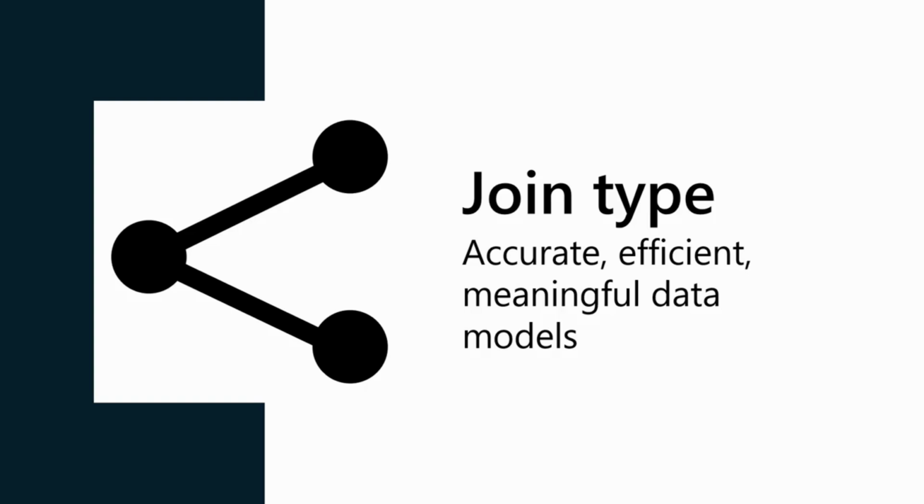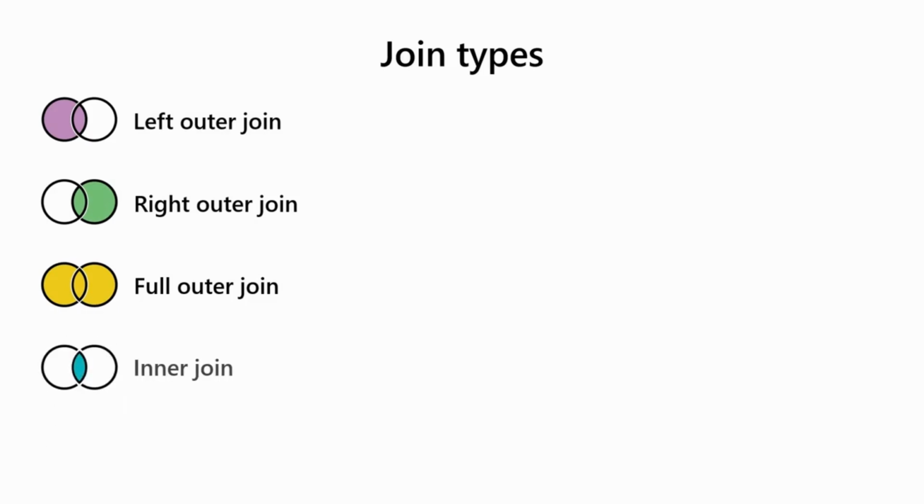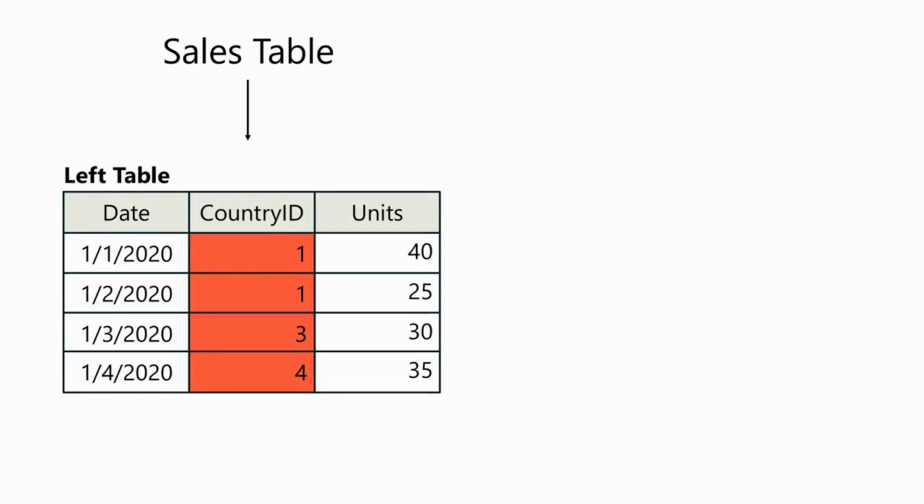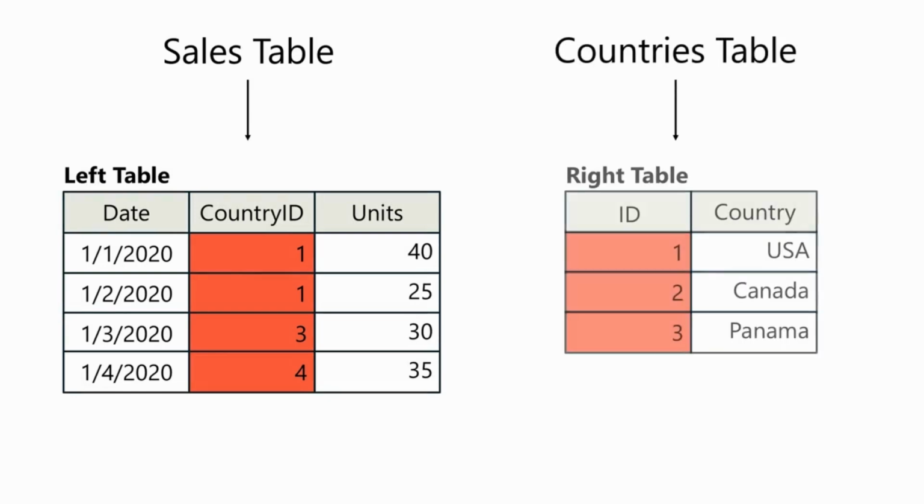Over the next few minutes, you'll be introduced to 4 different join types: left outer, right outer, full outer, and inner join. Let's explore each join type and the way it combines data from multiple tables based on matching criteria. Let's say we have 2 tables, one on the left for sales and one on the right for countries.